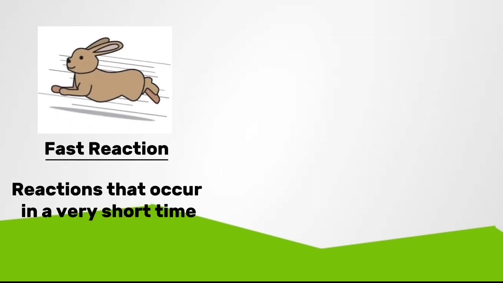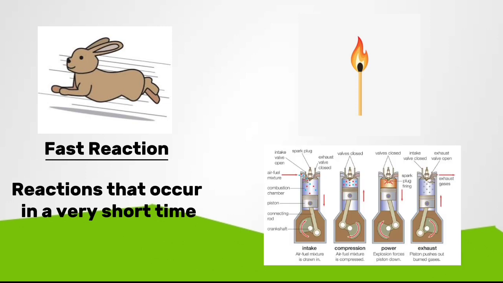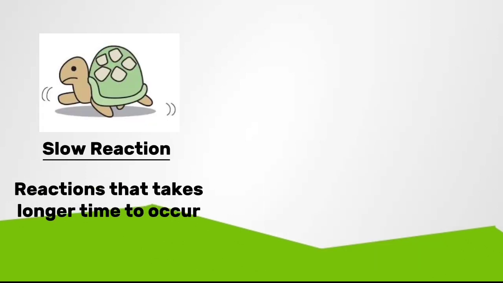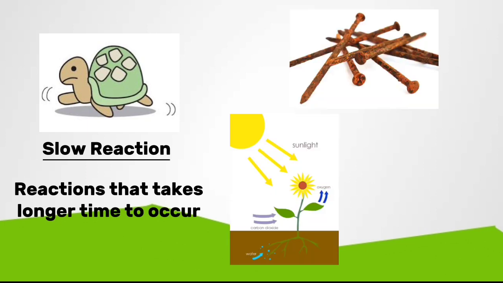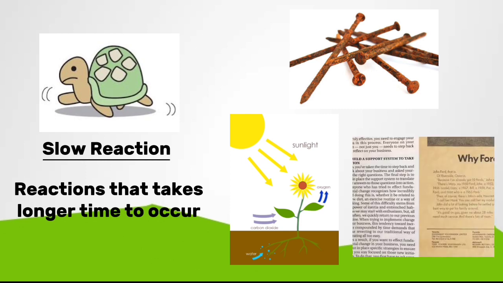Fast reactions are reactions that occur in a very short time, a second or even a millisecond. For example, burning a match, combustion of fuel in cars, and many more. While slow reactions are reactions that take longer time to occur. It may take hours, days, or even months. For example, rusting of iron nails, photosynthesis, a piece of newspaper turning yellow, and many more.